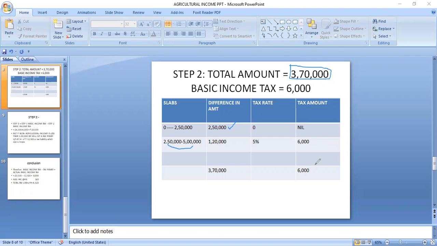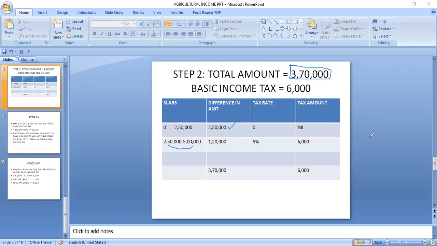What we did in step 2, we have added agriculture income plus exempted income. Exempt income is 2.5 lakhs, assuming he is a non-senior citizen, assuming his age is below 60 years. Suppose it is a senior citizen, you have to add 3 lakhs exempted income. Suppose it is a super senior citizen, you have to add 5 lakhs. Now this is how to calculate step 2.